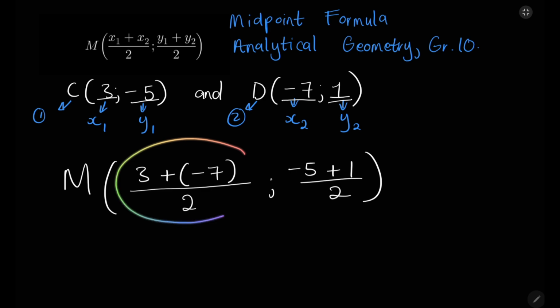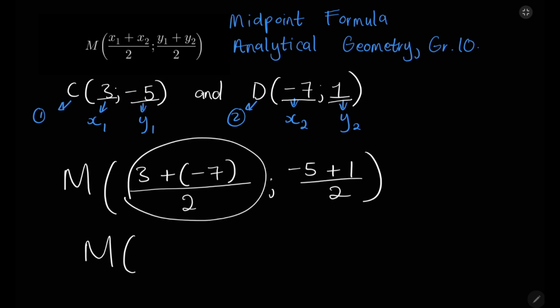Now punch this in a calculator. Let's say M, this should give you negative 2. And if you punch that part in your calculator, you should also get negative 2. And that is how we use the midpoint formula. Now let's do the last example.